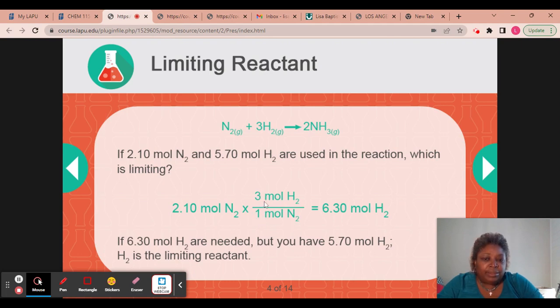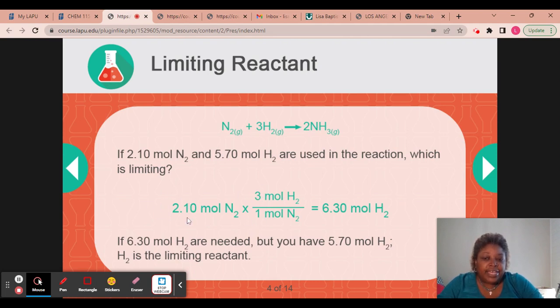So where did we get the 3 and the 1? That came from the coefficients, or the numbers in front of the substances in the balanced chemical equation. If you see that there's no number written for N2, then that means it's understood to be 1. And so that's where we get the 3 moles of H2, the 1 mole of N2. The 3 and the 1 we do not use for significant figures. Just like before I mentioned we didn't use the 1, these are called exact numbers because they actually count something. And so we don't use those for significant figures.